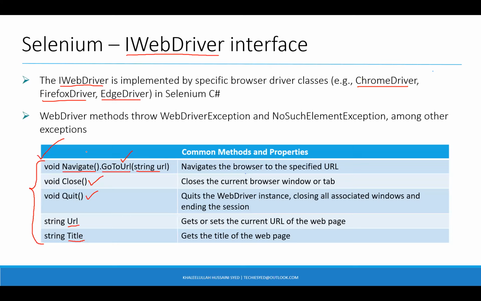I'm sure you are familiar, in JavaScript we use camel casing, right? So GoToUrl will be camel cased over there, in case you're using JavaScript or Java for writing your test. Whereas in C#, it is Pascal cased. I hope you guys are aware.